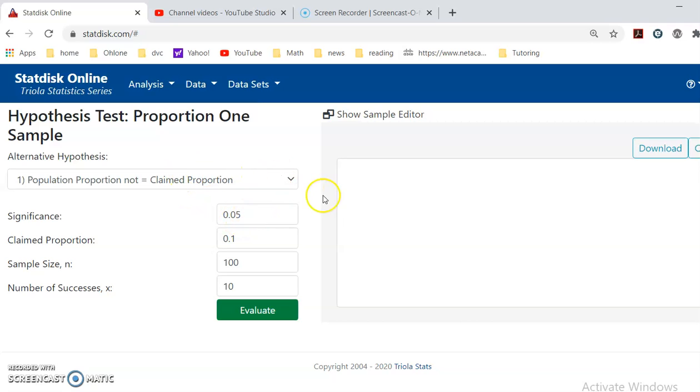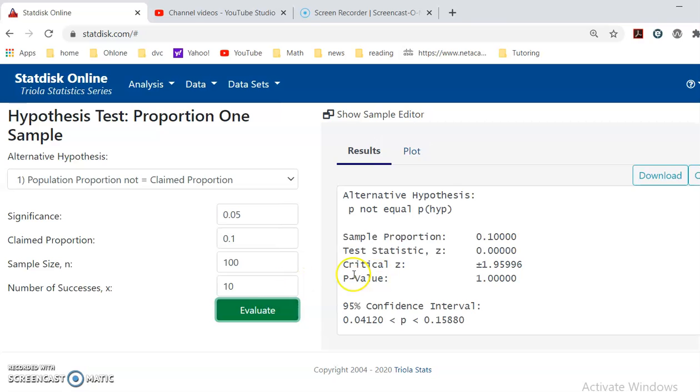The first box is to figure out what the alternative hypothesis is. It is very easily forgotten because it seems like it is the title, but it's actually not. The very first thing you do is the alternative hypothesis. You input the significance level, you input the claimed proportion, and you input the sample size and the number of successes, and then you hit evaluate.